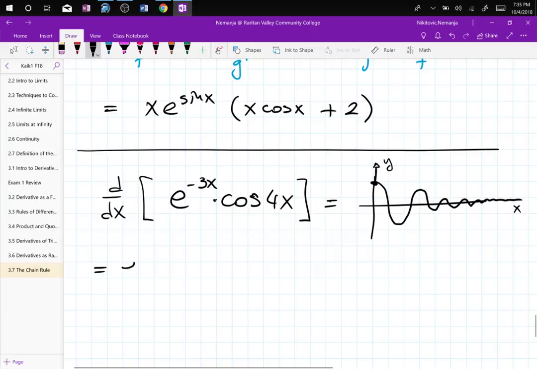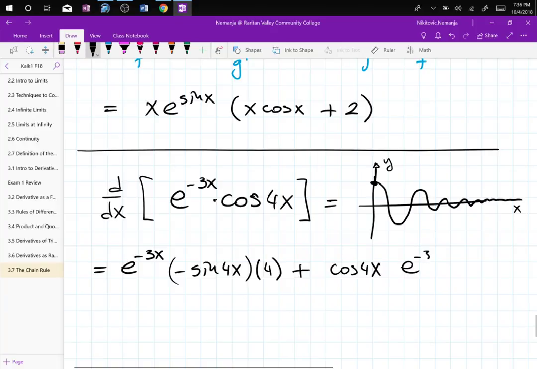Product rule. Copy the first one, e to the negative 3x, times the derivative of the second one. The derivative of cosine is negative sine 4x times the derivative of 4x, which is 4. So that's our chain rule right there. Plus copy the second, cosine 4x, times the derivative of the first, which is e to the negative 3x times the derivative of the exponent, which is negative 3.